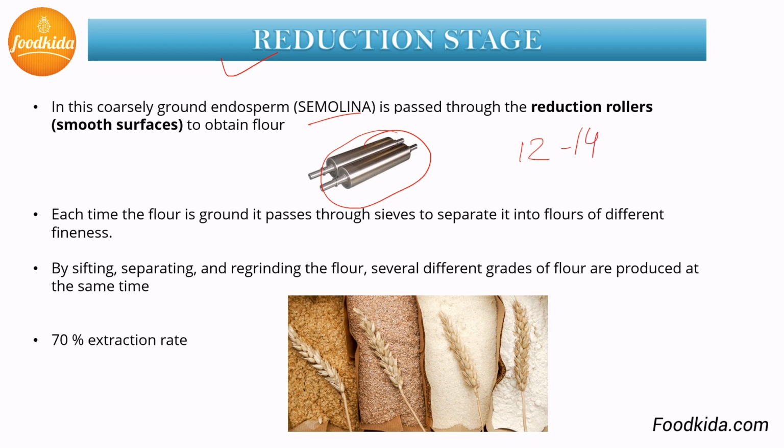And each time the flour is ground, it passes through sieves to separate into different flours of fineness. And after each reduction pass, sieving is done on the basis of size and it is passed again to the next set of rollers, till 12 to 14 sets of rollers. And finally, by sifting, separating and regrinding the flour, several different grades of flour are produced at the same time. And if we talk about the extraction rate of modern milling, it is about 70%.